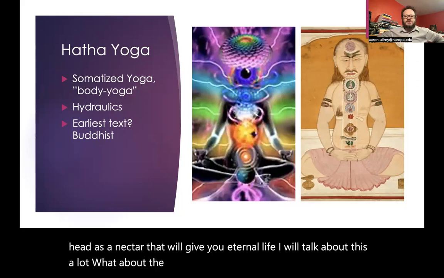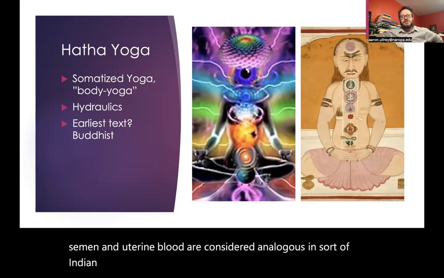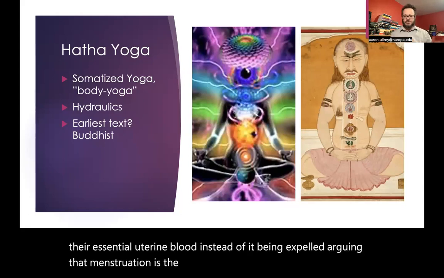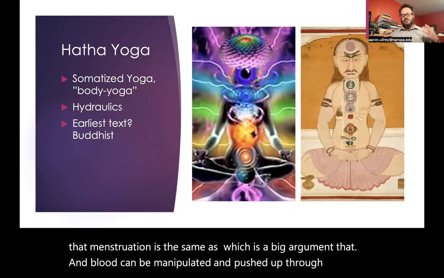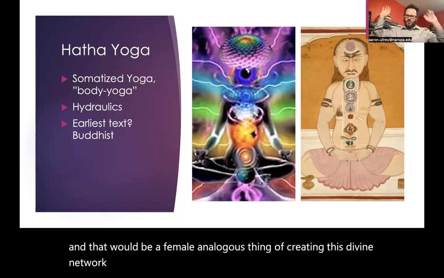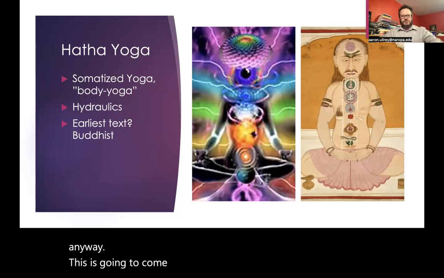Well, there's an argument that semen and uterine blood are considered analogous in Indian medicine, and that possibly female yogis could be forcing their essential uterine blood upward instead of it being expelled, arguing that menstruation is the same as ejaculation. It's a big argument that uterine blood can be manipulated and pushed up through the body, and that would be a female analogous thing of creating this divine hydraulic nectar that comes to the head. Anyway, this is going to come up a lot, so get used to it.